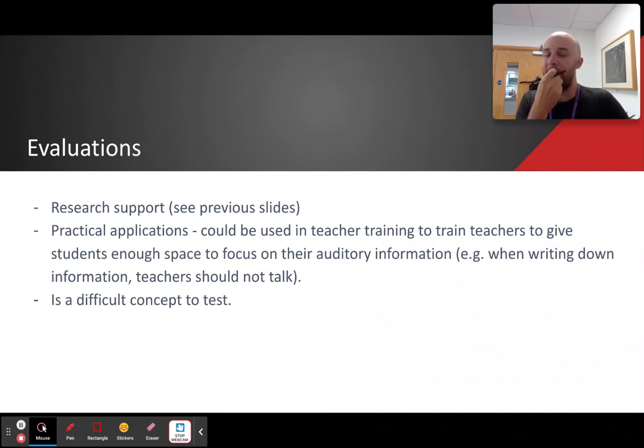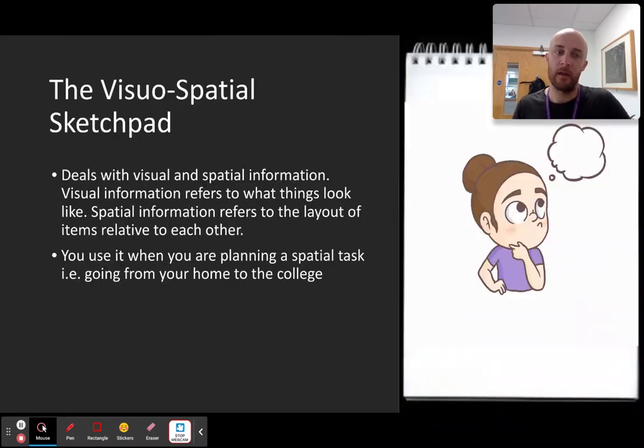Yes, there's research support, and yes, it's also a very, very difficult thing to be able to test, because you cannot see the phonological loop.